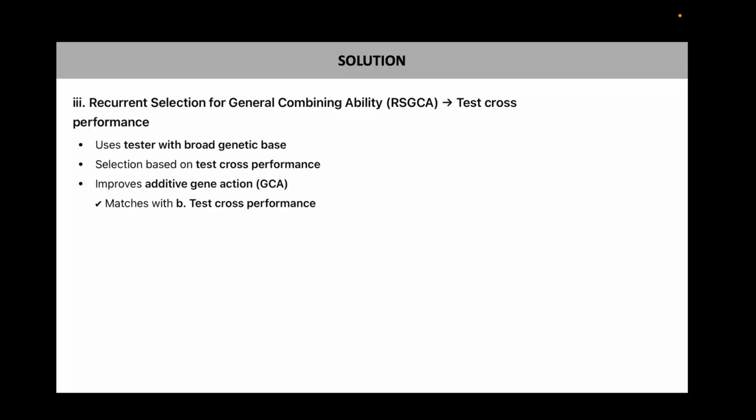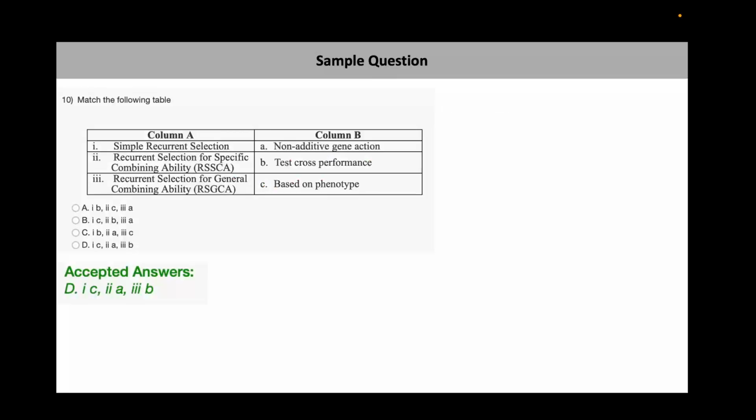Next is recurrent selection for general combining ability. In this, a tester with broad genetic basis is used, and selection is based on test cross performance, and it will improve the additive gene action, that is GCA. So it will match with test cross performance. So option D is correct. Your first will match with C: simple recurrent selection is based on phenotype. Your second will match with A: RSSCA is based on non-additive gene action, and your RSGCA is based on test cross performance. So option D is correct.